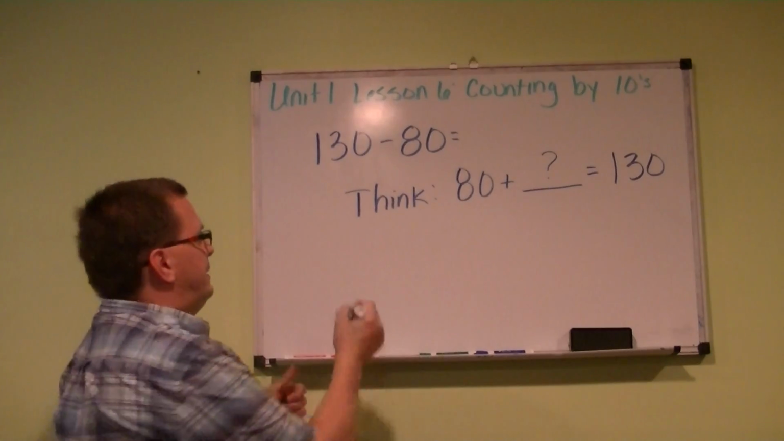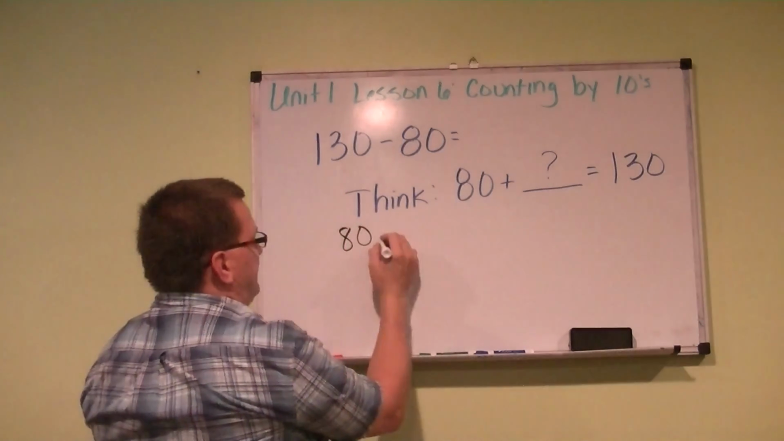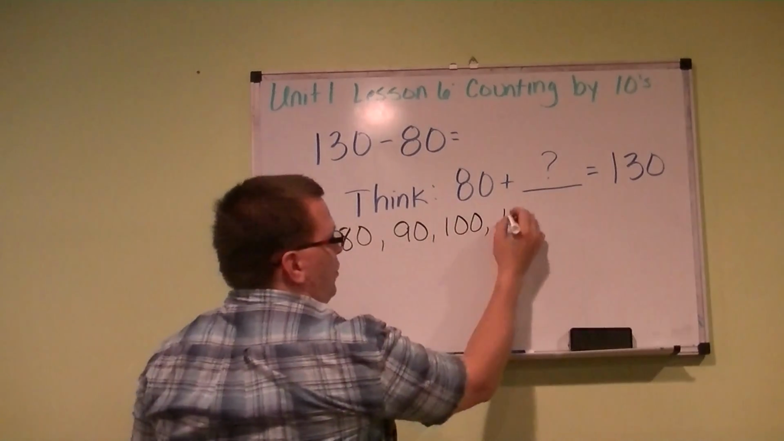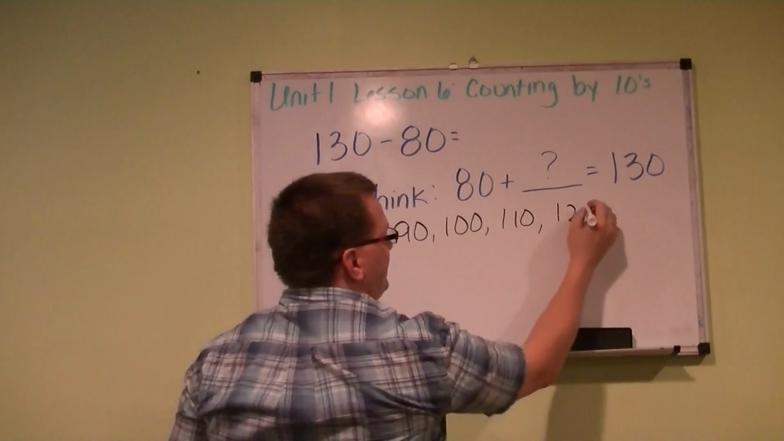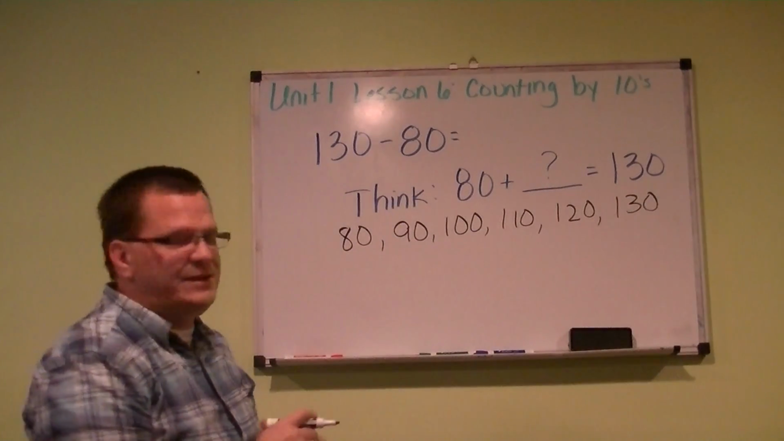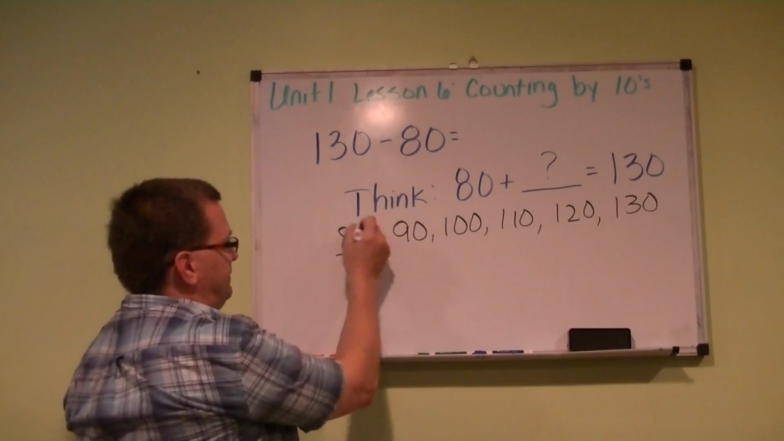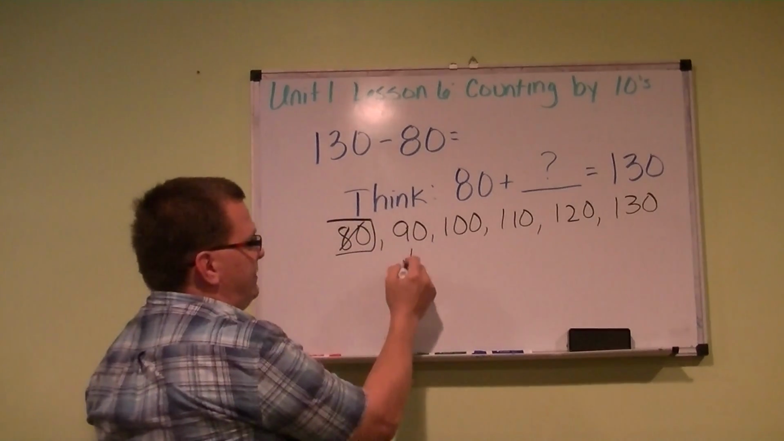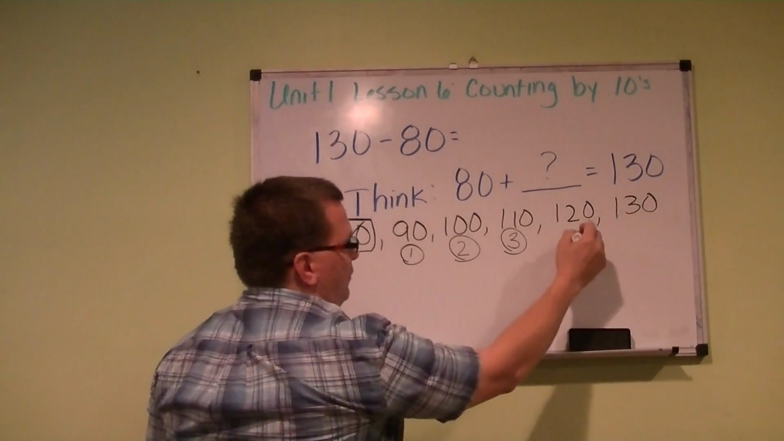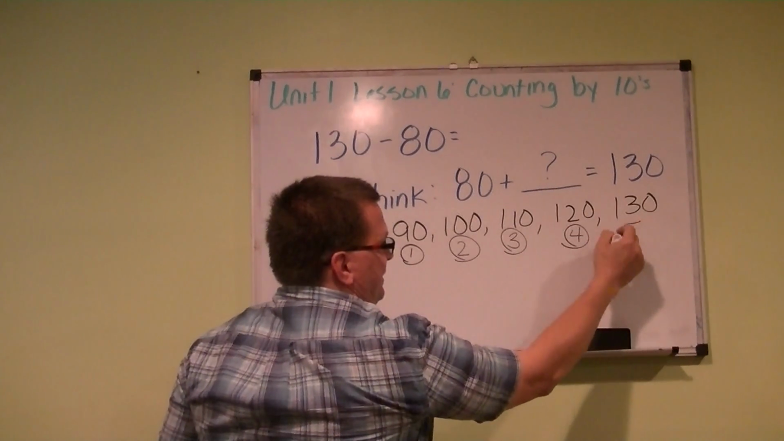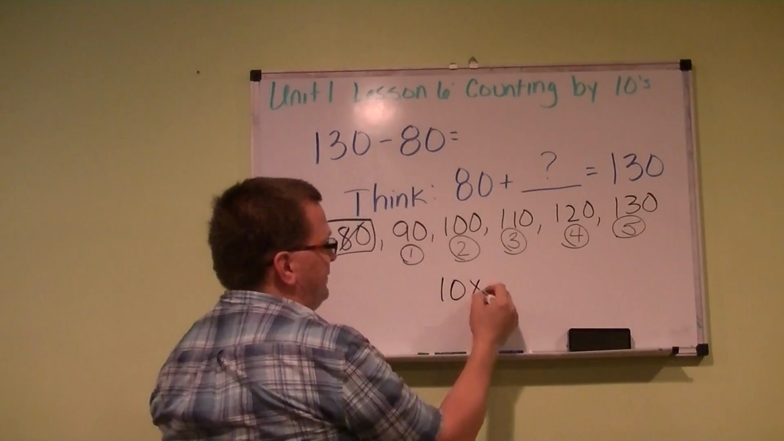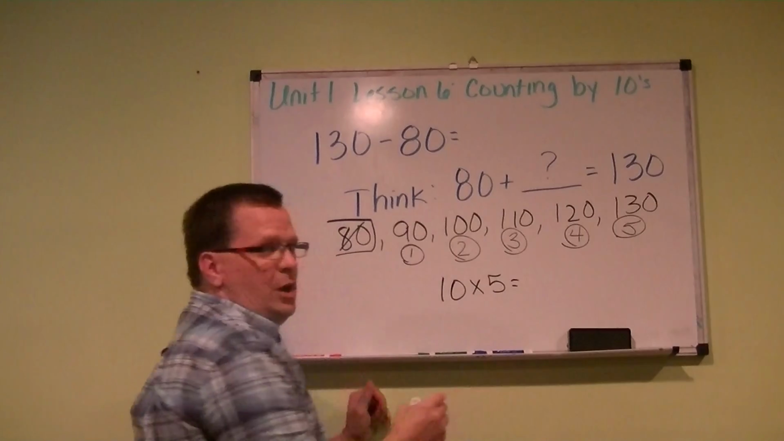And we can do 80, 90, 100, 110, 120, and 130. We want to count how many of those tens we have. We don't count the first one. We count the second one. 1, 2, 3, 4, 5. And since it is a 10, it's like basically saying 10 times 5, which we all know is 50.